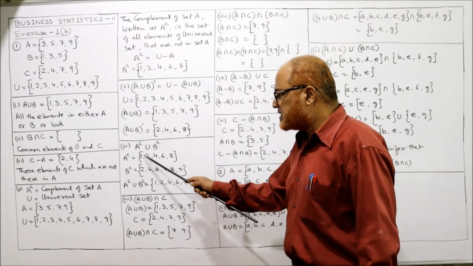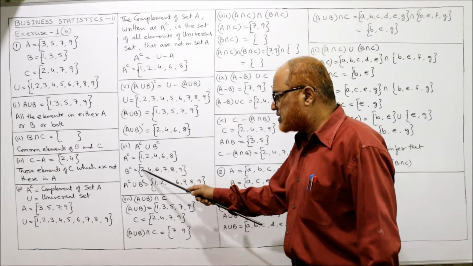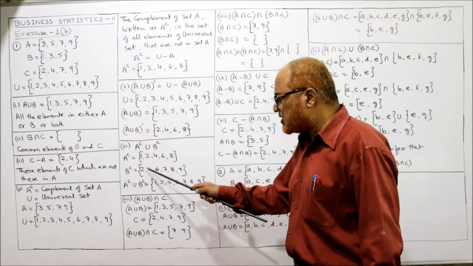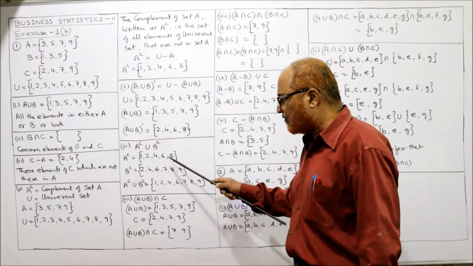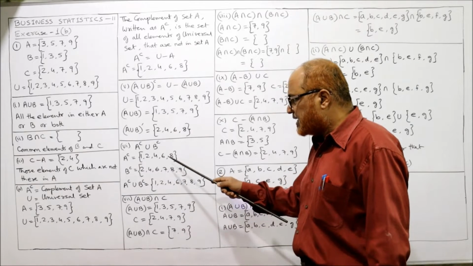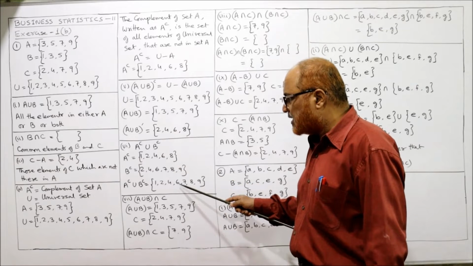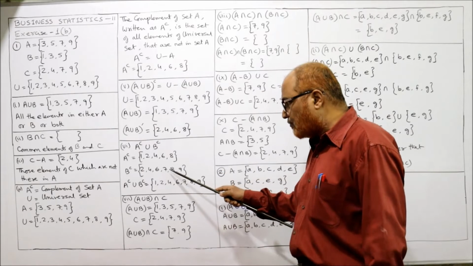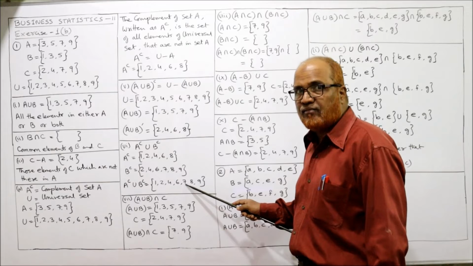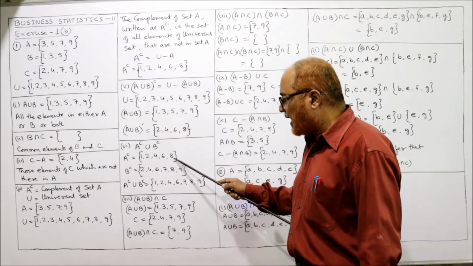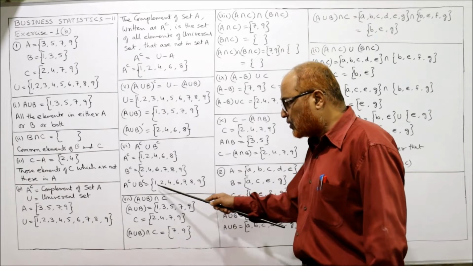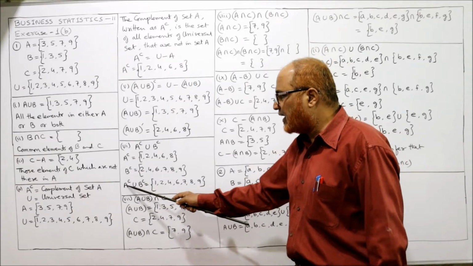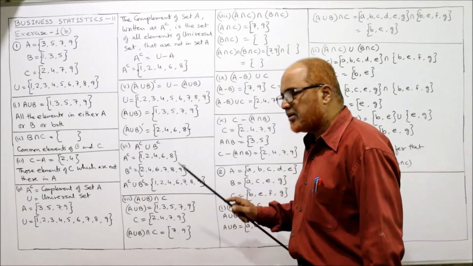So 1 is there, so we'll take 1. 2 is there in both, we have taken. 3 is not there, we have not taken 3. 4 is given in both, we have taken. 5 is not there, we have not taken. 6 is given in both, we have taken. 7 is there in B, so we will take 7. Even if it is there in one of the sets, we will take. Then 8 is there in both the sets, we have taken. 9 is there in B set, we will take. So these are the final values of A complement union B complement.